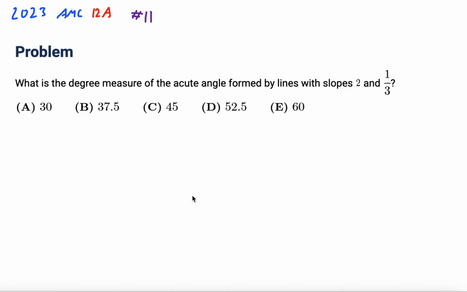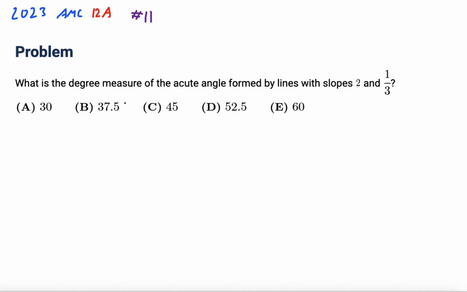Here I have problem number 11 from the 2023 AMC 12A, which is a 25 question multiple choice qualifying exam for the AIME, the American Invitational Mathematics Exam. This is part of some competition math. Now the question here is asking, what is the degree measure of the acute angle formed by the lines with slopes 2 and 1/3?